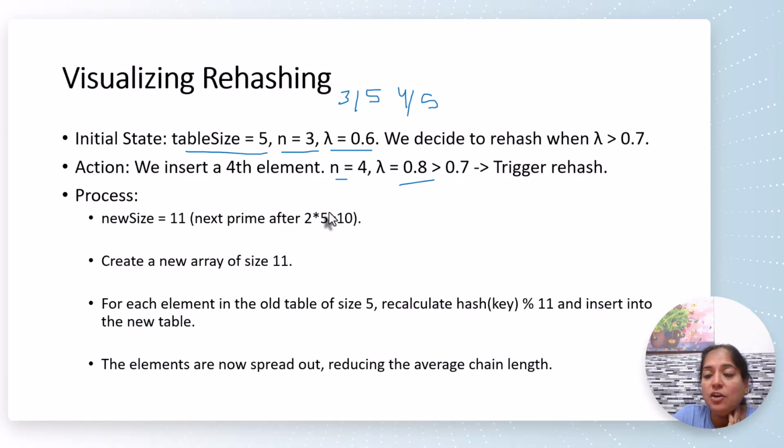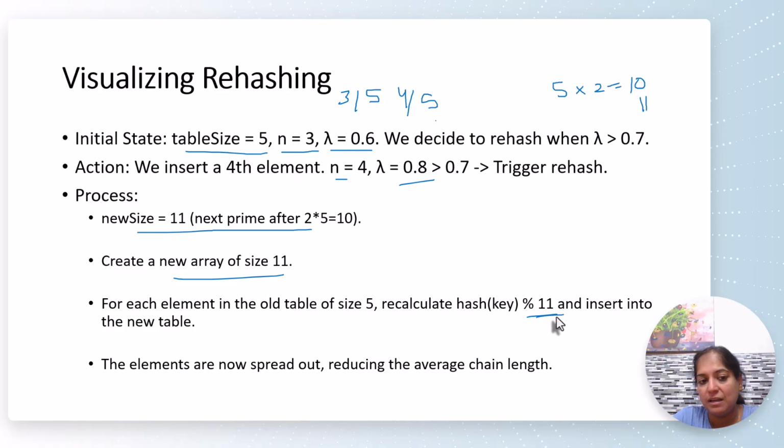So we will create a new array of approximately double the size. Again, it should be a prime number. The current size is 5, so 5 times 2 is 10, but 10 is not a prime number. The next prime number is 11. So we will create a new table of size 11. Now, for each element in the old table of size 5, we will recalculate the hash value using the table size 11 and insert it into the new table. So now the elements in the new table are spread out, which will reduce the average chain length.